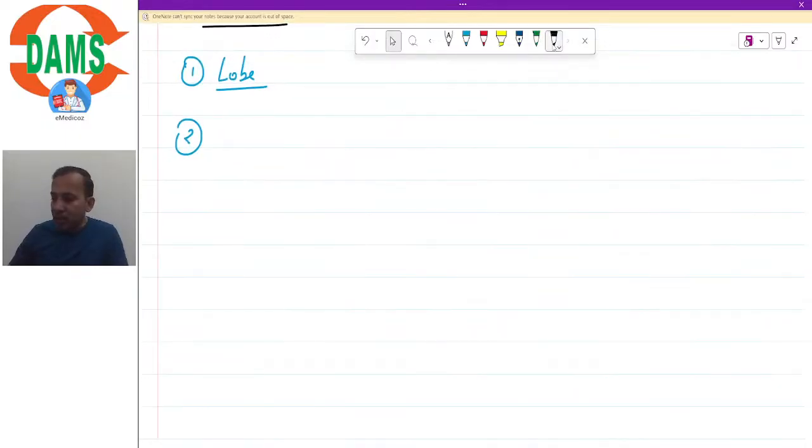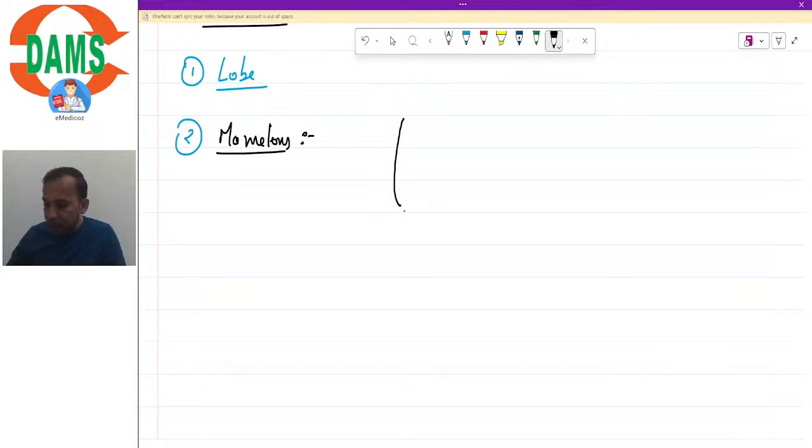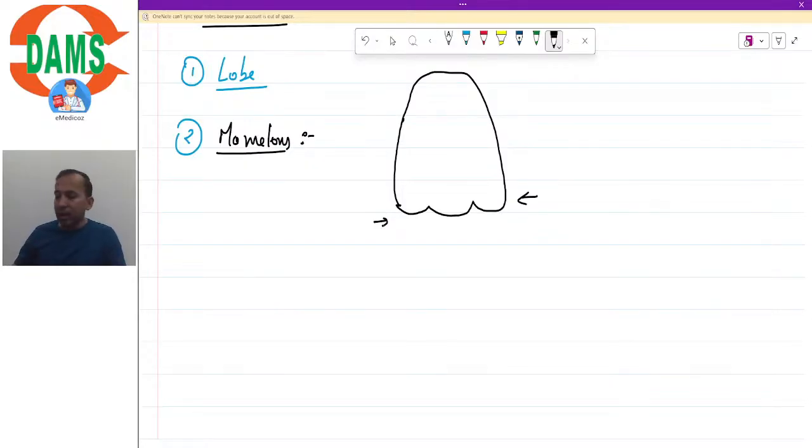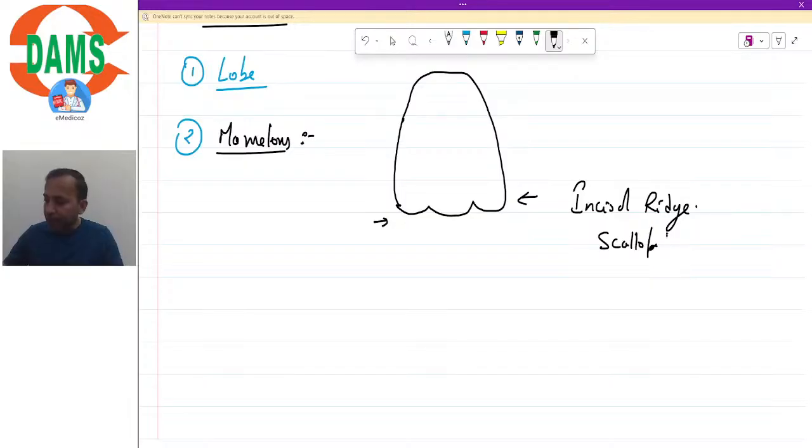So what are mamelons? When you look at a newly erupted incisor, what you would notice is that its incisal ridge has these scalloped elevations. These elevations on a newly erupted tooth are known as mamelons. And what do these mamelons represent?